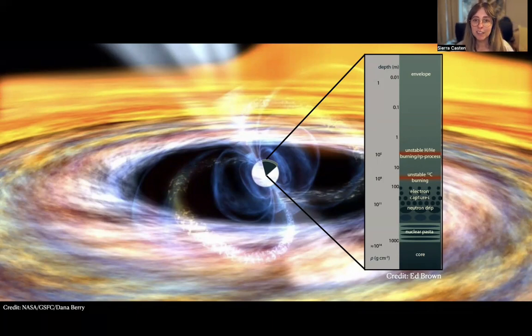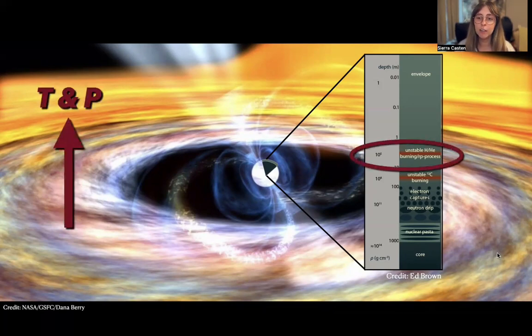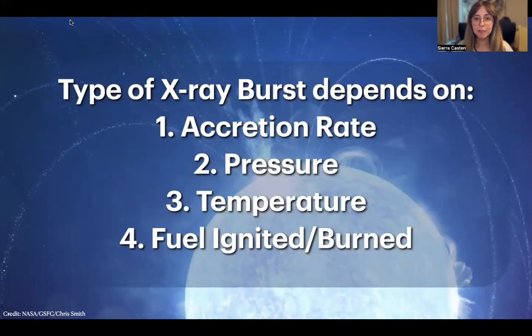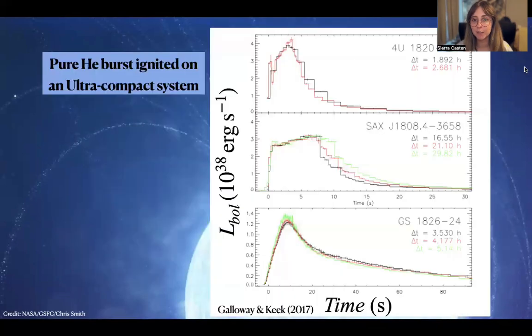So as the material in the accretion disk goes through periods of instabilities, some of that material will fall on the surface of the neutron star and will increase the temperature and the pressure on the surface of the star and start to burn hydrogen and helium only a few meters into the star. This can cause thermonuclear runaways, which we then observe as X-ray bursts. These X-ray bursts last on the order of tens to hundreds of seconds and recur on the order of hours to days. The types of X-ray bursts that occur will depend on the accretion rate, the pressure at the surface, temperature, and the fuel ignited or burned.